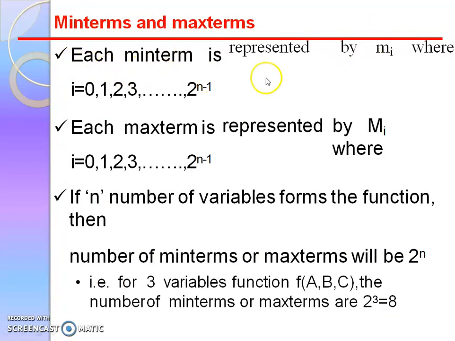Now each min term is represented by small mi, where i equals 0, 1, 2, 3 up to 2 raised to the power n minus 1. Each max term is represented by capital Mi, where i equals 0, 1, 2, 3 up to 2 raised to the power n minus 1. If there are n variables in the function, then the number of min terms or max terms will be 2 raised to the power n. That is, for a 3 variable function f equals abc, the number of min terms or max terms is 2 raised to the power 3, that is equal to 8.